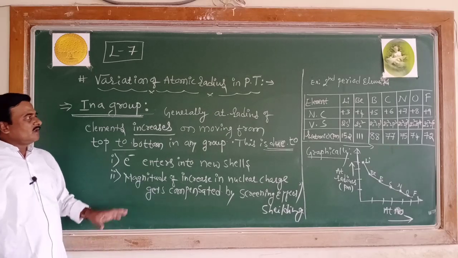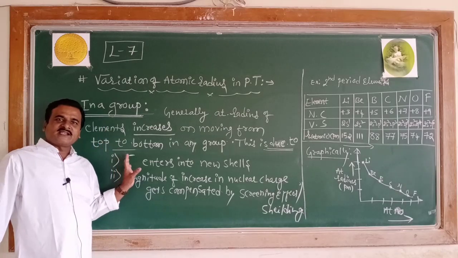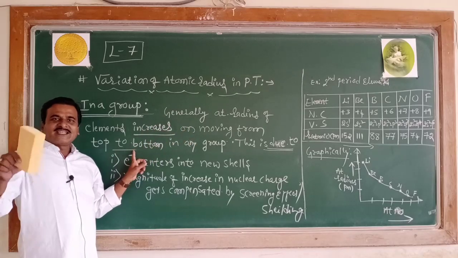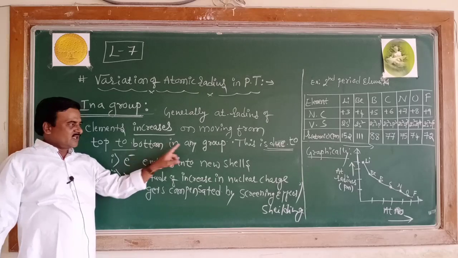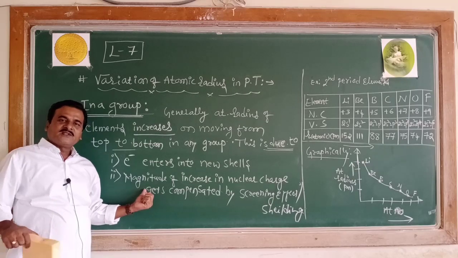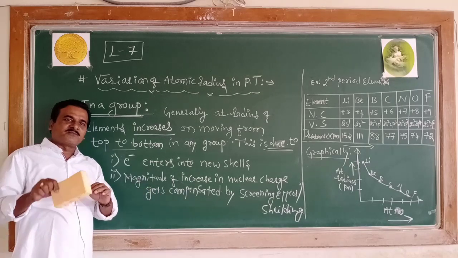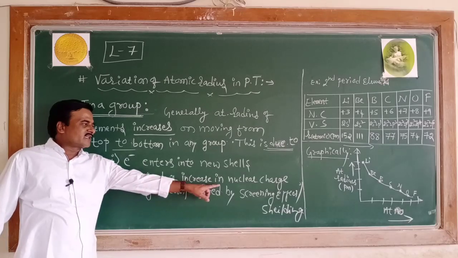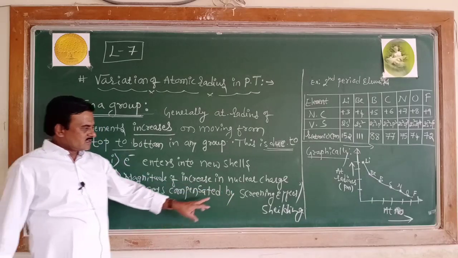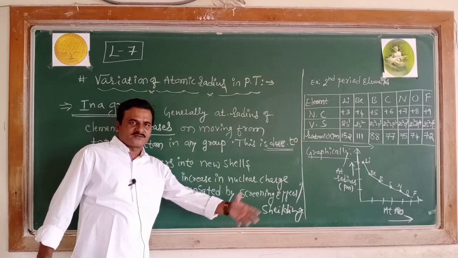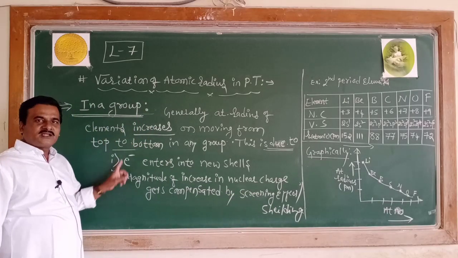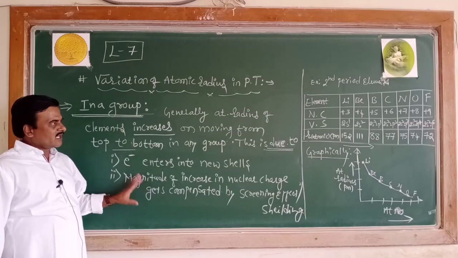So what about the variation of atomic radius in a group? Generally, in any group, the atomic radius of the element increases on moving from top to bottom due to electrons entering into new shells, followed by the magnitude of increase in the nuclear charge being balanced, counteracted by the screening effect. We will discuss what the screening effect is in our next discussion. The screening effect is also called the shielding effect. So these are the two reasons by which the atomic radius increases down the group.